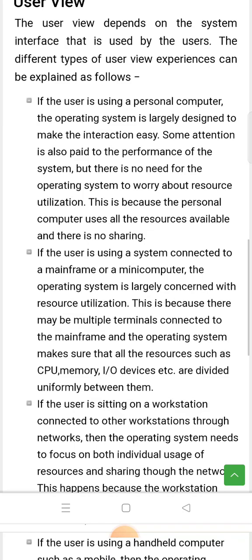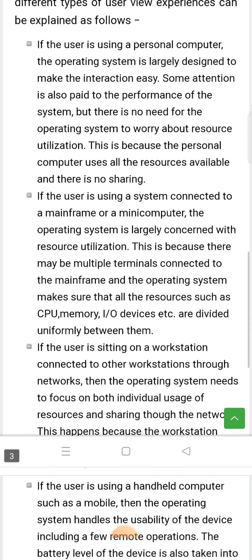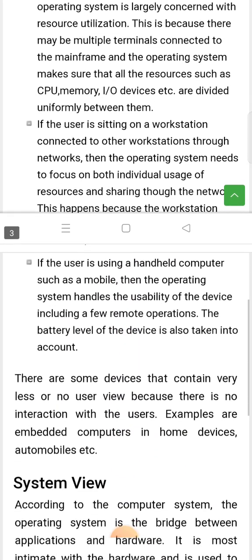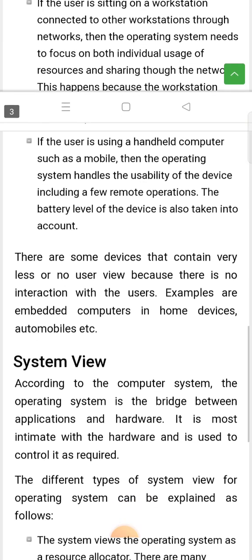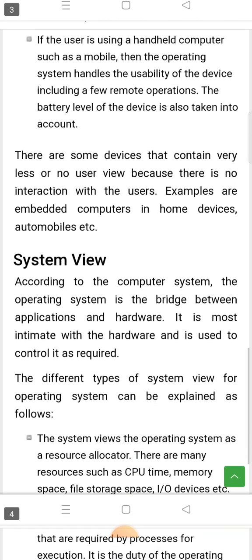If the user is using a handheld computer such as a mobile, then the operating system handles the usability of the device, including a few remote operations. The battery level of the device is also taken into account. There are some devices that contain very little or no user view because there is no interaction with the users. Examples are embedded computers in home devices, automobiles, etc. This is about the user view.